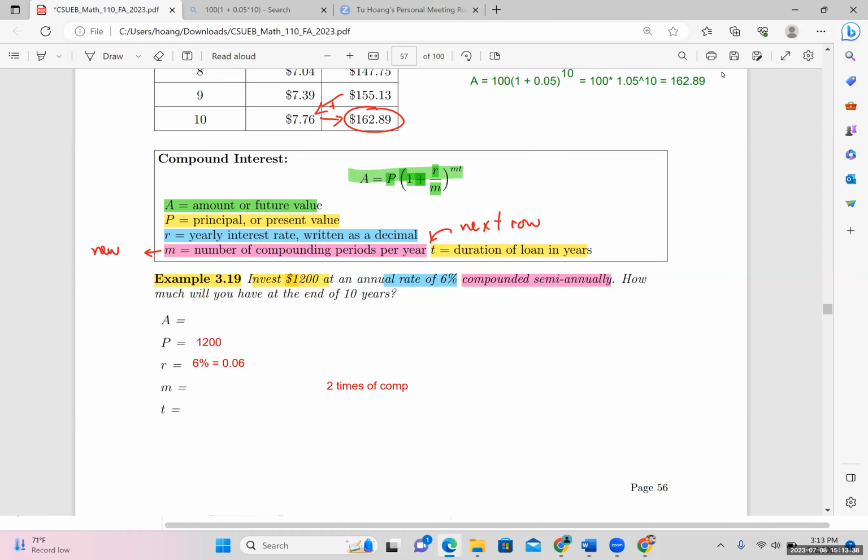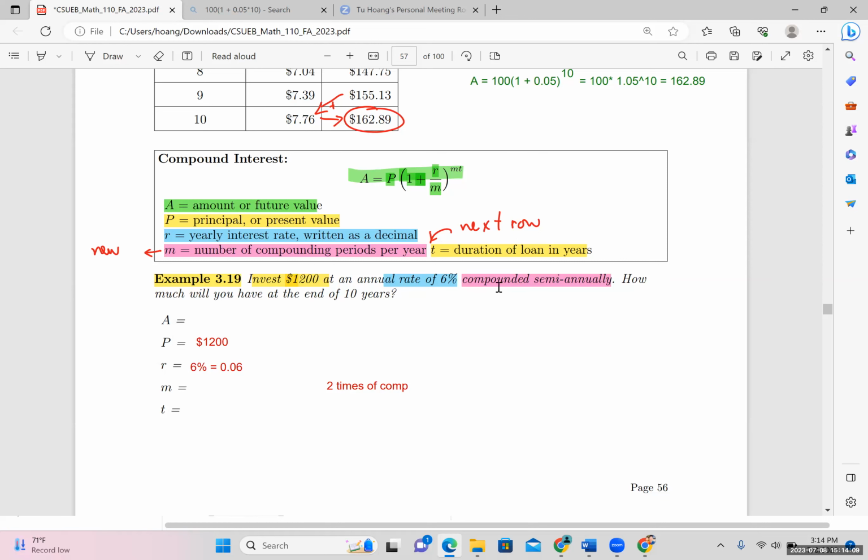Okay, so we invest $1,200 at an annual rate of 6%. If I say invest $1,200, which means the present amount, the initial amount should be 1,200, right? At an annual rate of 6%, so it's going to be 0.06 for R, right?